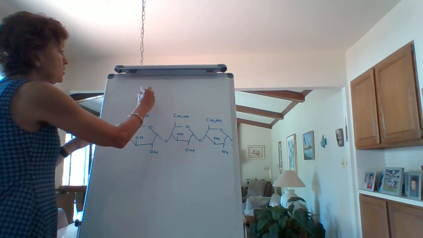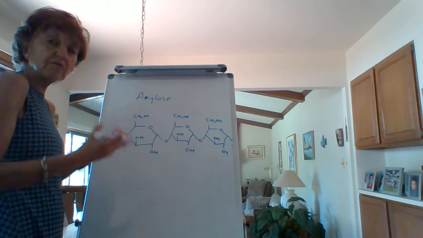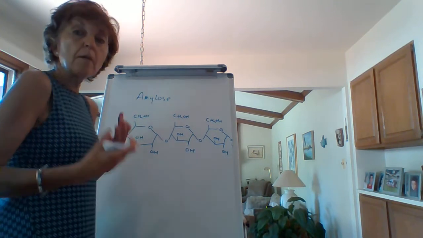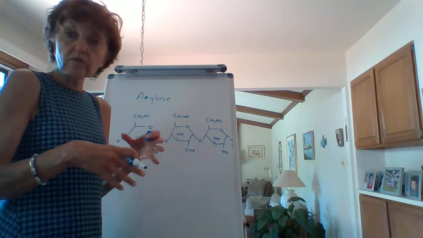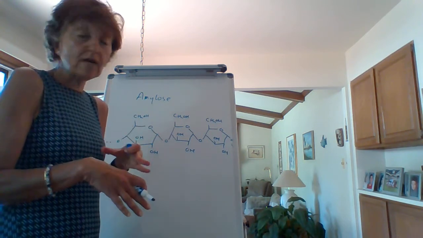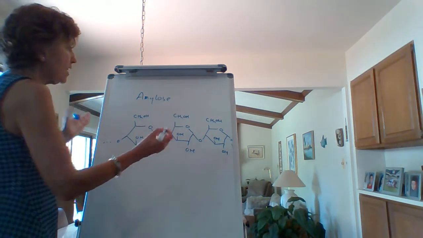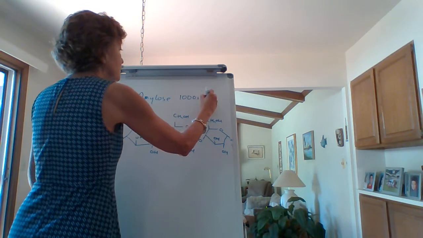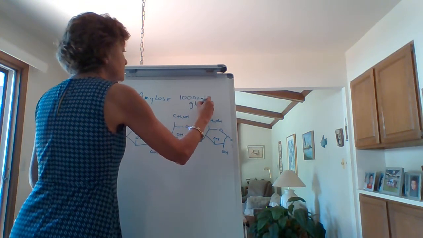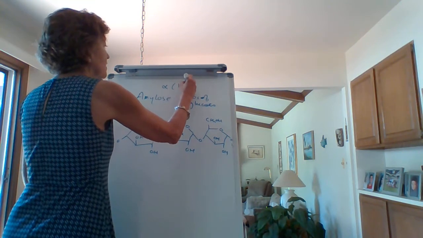This is amylose. Remember, it's a part of starch. Starch is made up of amylose and amylopectin. Plants make starch, and they store it in their starch storage cells. And starch is amylose and amylopectin. So amylose is basically thousands of glucoses, and they're all hooked up together, alpha 1,4.